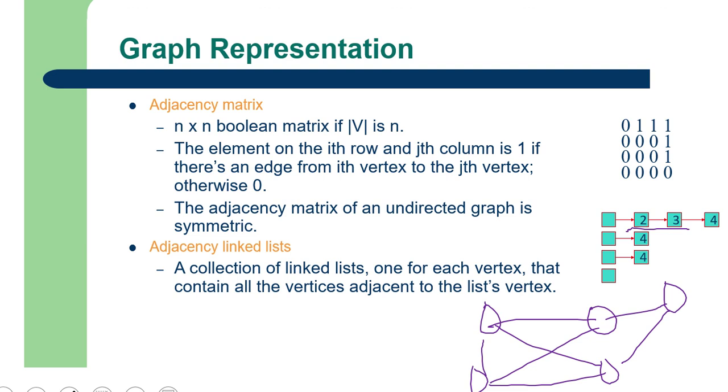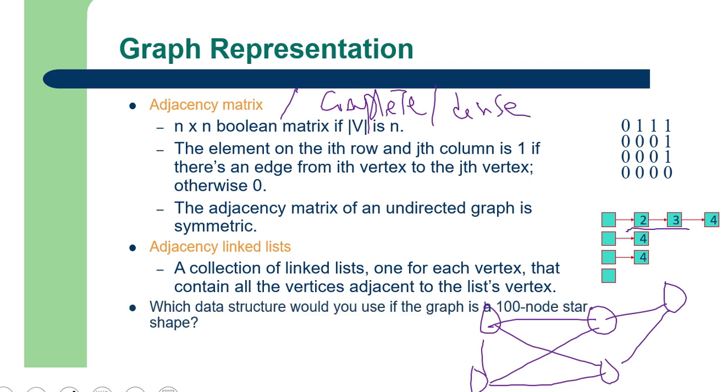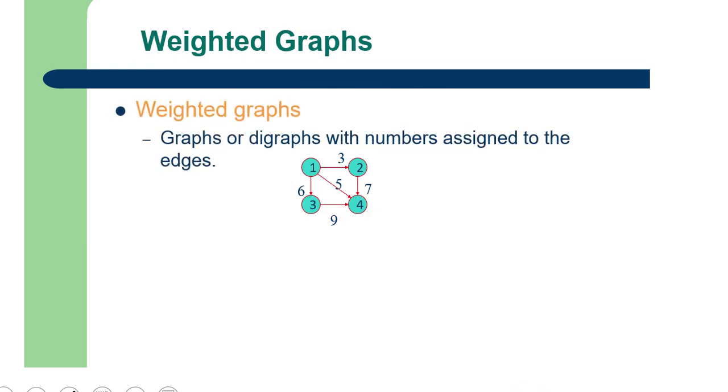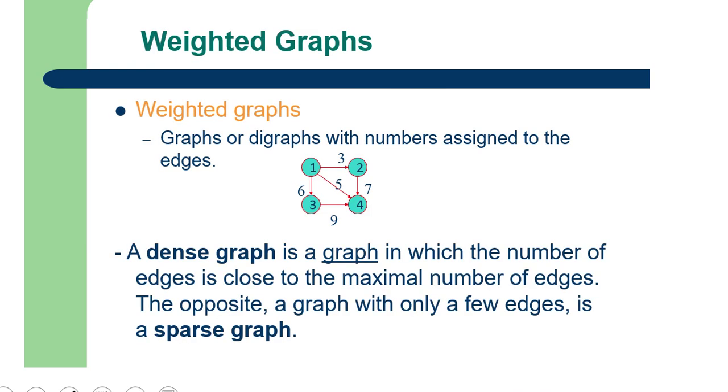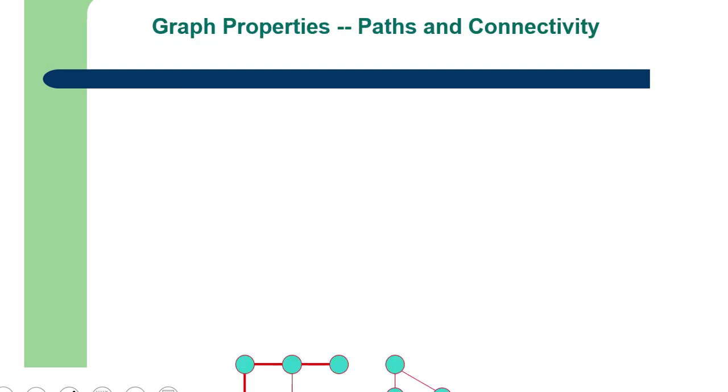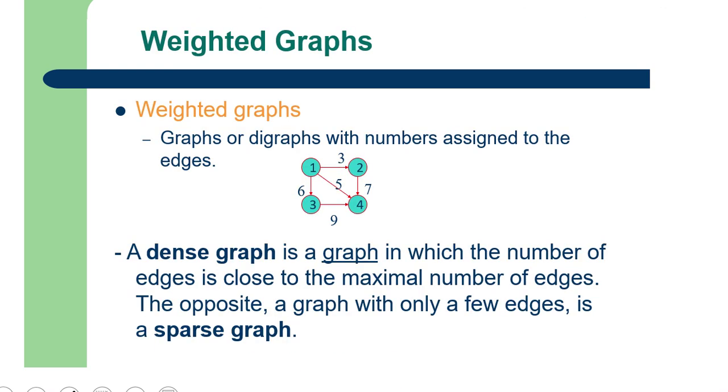So this is the relationship between adjacency matrix and adjacency list. We use an adjacency matrix to represent a complete graph or a dense graph. An adjacency list is used to represent a sparse graph. We have already studied what a weighted graph is. A weighted graph has a cost associated with each edge. So what is a dense graph? In a dense graph, the total number of edges is close to the maximal number of edges. The maximal number of edges is in the complete graph.